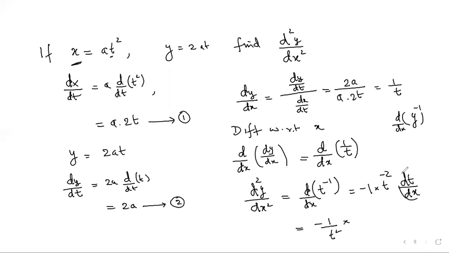How to remove dt by dx? Look at equation 1. We have dx by dt. This one's reciprocal is dt by dx.